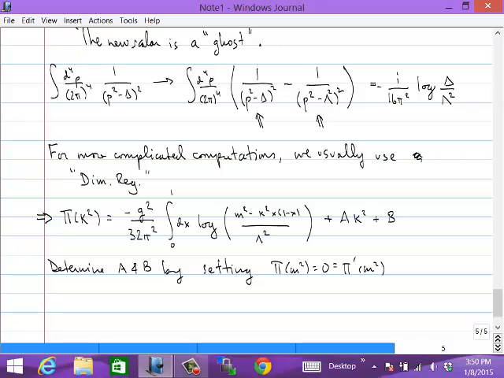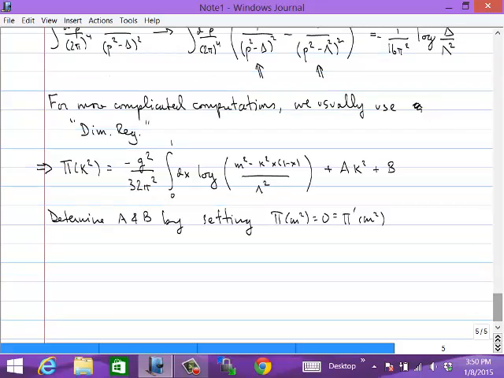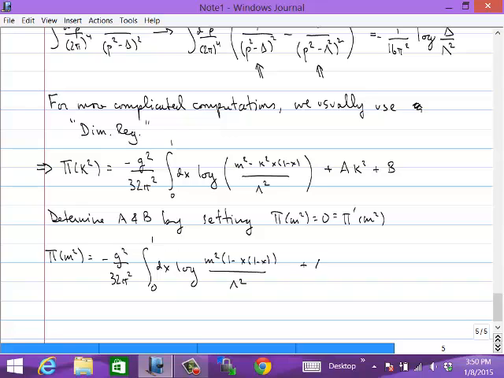So, for example, let's just calculate, say, pi of m squared using this formula. So pi of m squared is minus g squared over 32 pi squared times the integral dx log of m squared times 1 minus x times 1 minus x over lambda squared plus a m squared plus b. So this vanishes, which fixes a m squared plus b.